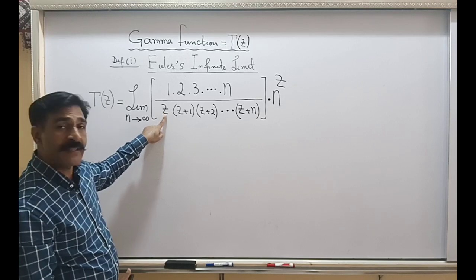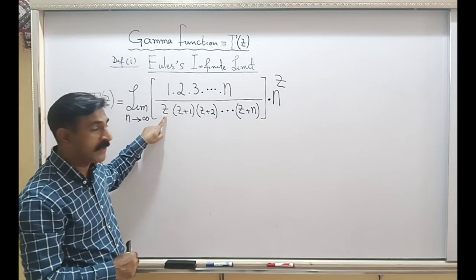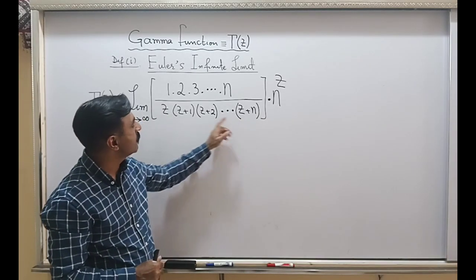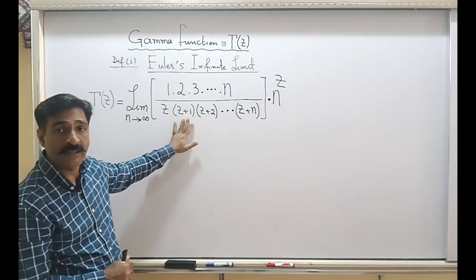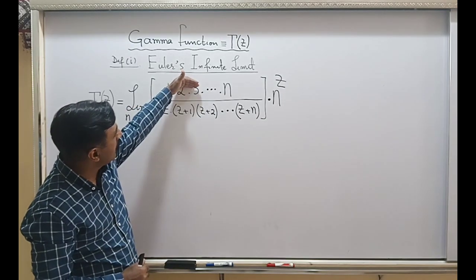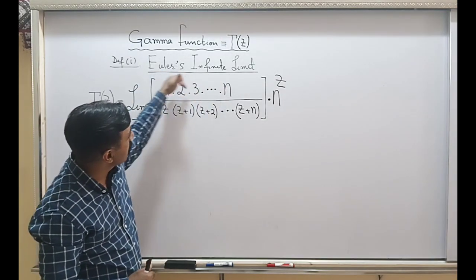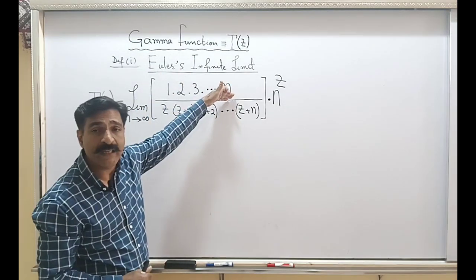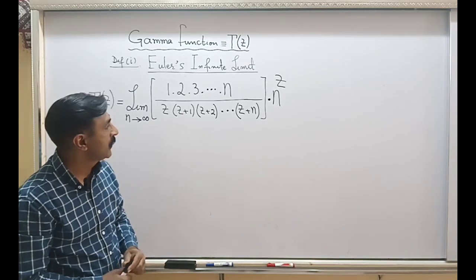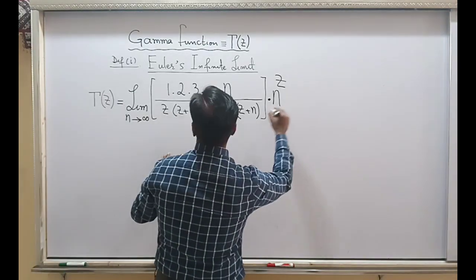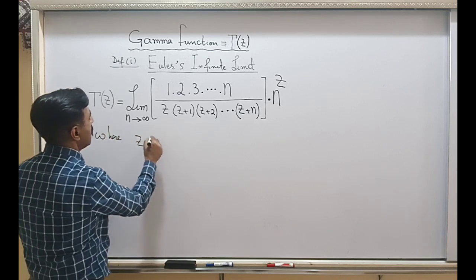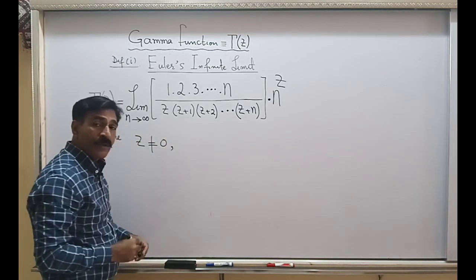Look, if z is 0, which is a real number, this 0 multiplied with all these factors will produce 0 in the denominator, and 0 in the denominator means whatever is above, in the numerator, 1, 2, 3, all these are finite numbers, divided by 0 will make infinity. So z cannot be 0.